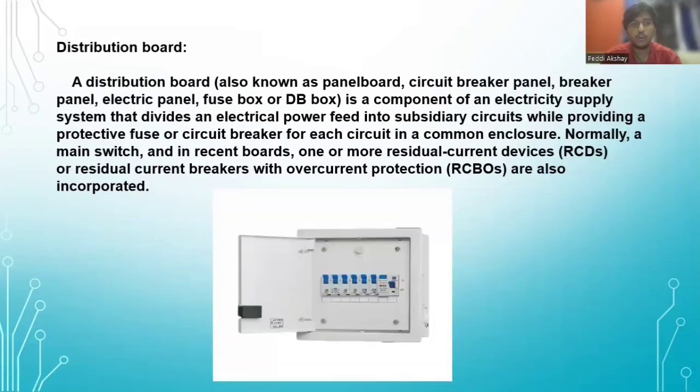A distribution board, also known as panel board, circuit breaker panel, electric panel, fuse box, or DB box, is a component of an electricity supply system that divides an electrical power feed into subsidiary circuits while providing a protective fuse or circuit breaker for each circuit in a common enclosure.